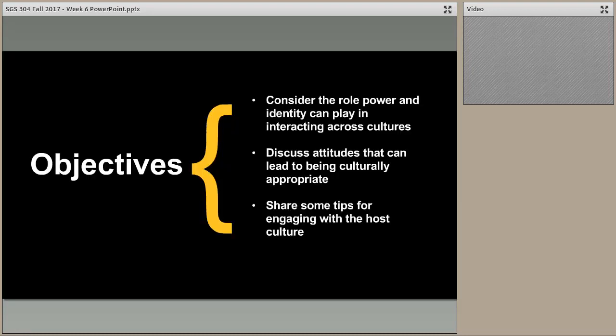For this week, we will continue exploring the important role that identity plays when crossing cultures, while giving consideration to the added layer of power dynamics. We'll also discuss some attitudes that can lead to being more culturally appropriate and share some tips for how students might engage with the host culture while studying abroad.